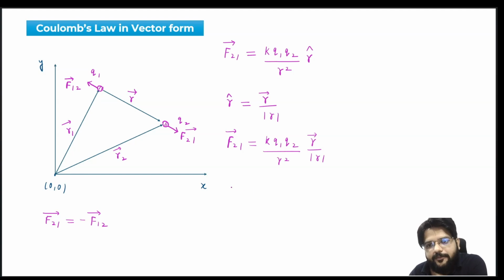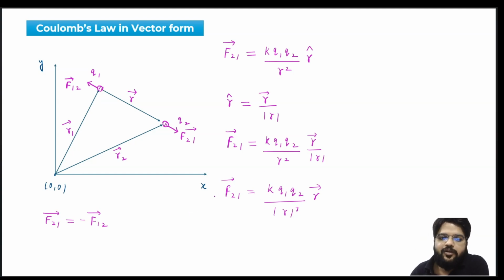Now the next thing is what here? See, this R square is what? It is magnitude only, correct? This is magnitude, everyone. So F21 is equal to K Q1 Q2 by mod R cube times R vector. This is the value of F21.